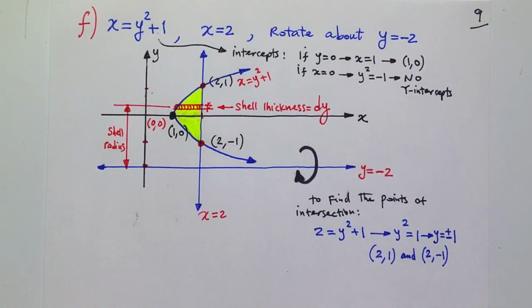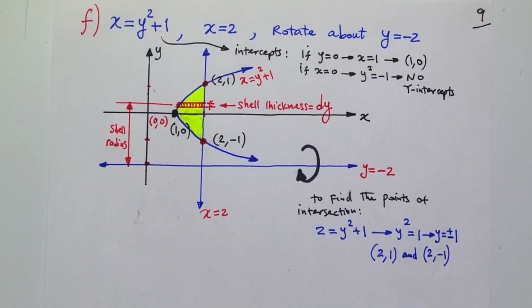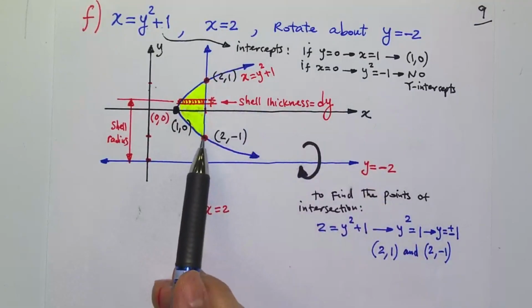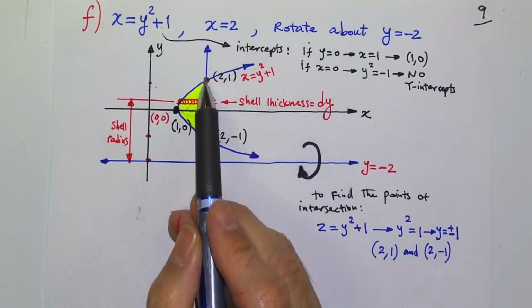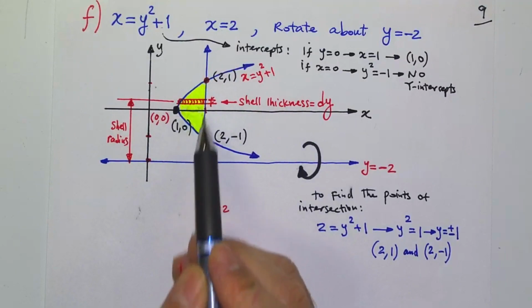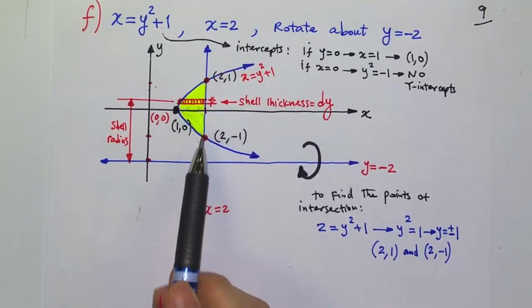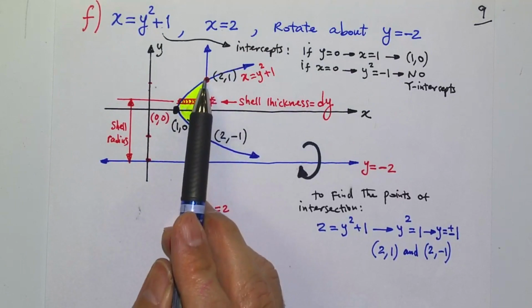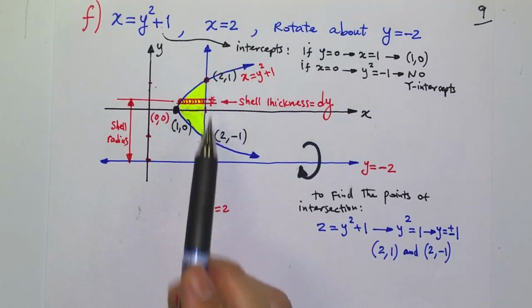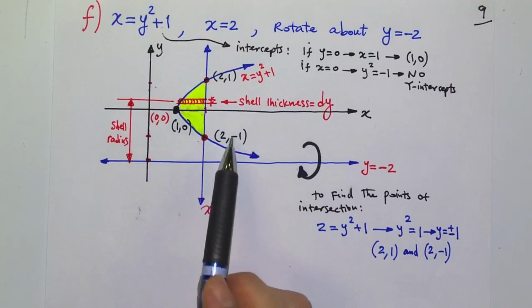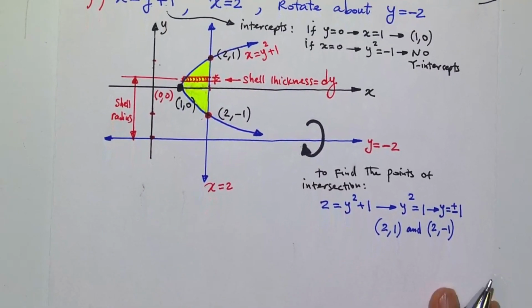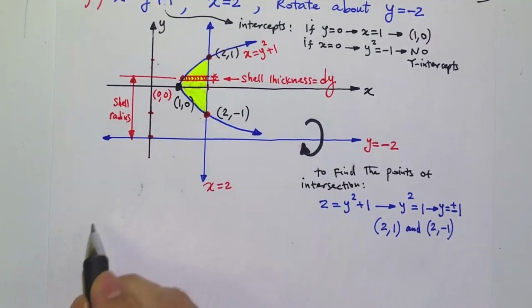All right, so we can set up the integral now. For the limits of integration, because it's dy, along this region y changes from −1 to 1, right? That's why we needed those 2 points, −1 to 1. Those are the limits of integration. All right, so I'm going to write that here.